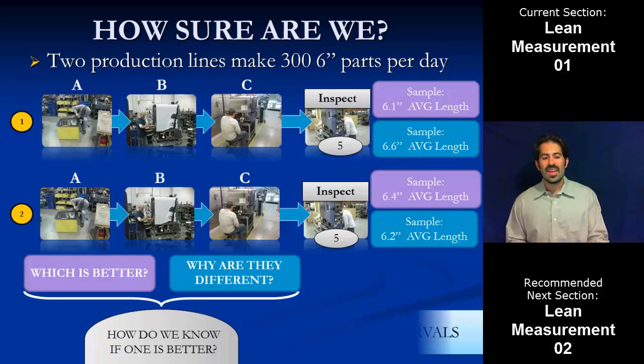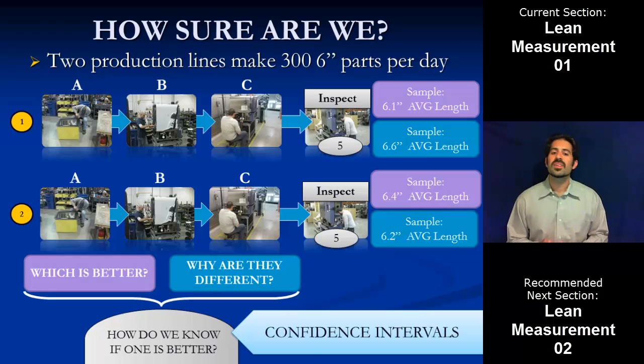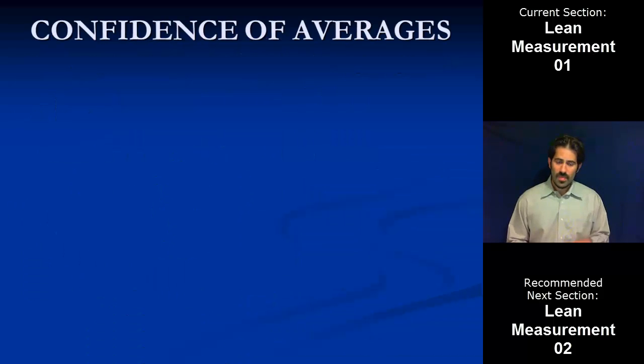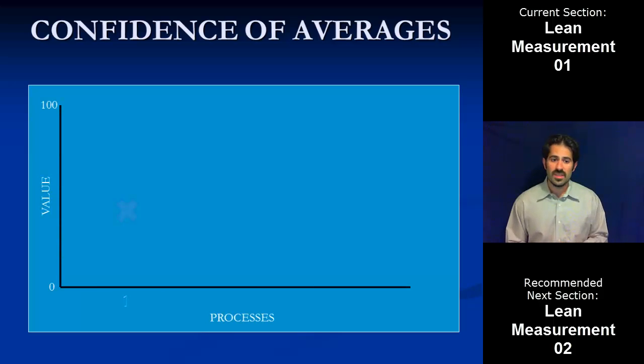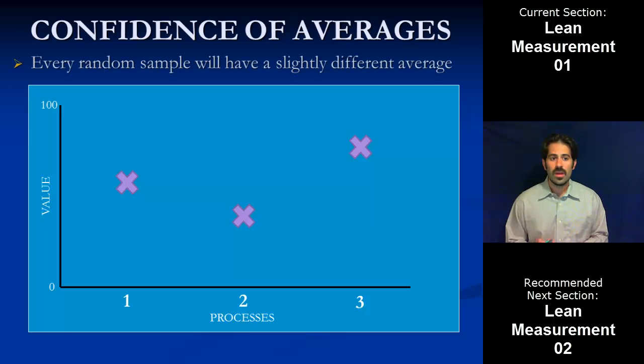The idea out of that is to use this thing called a confidence interval. There are two different ways to go about it. There's a confidence of averages, which is the first thing we'll take a look at. If we have our 3 processes right there, and those are the averages for what we collected, how do we know which one is actually better? Just looking at the average, we might say process 3 is better. It has a better average.